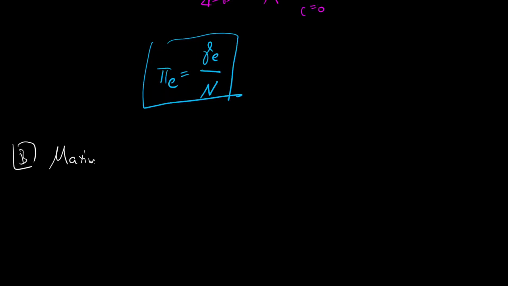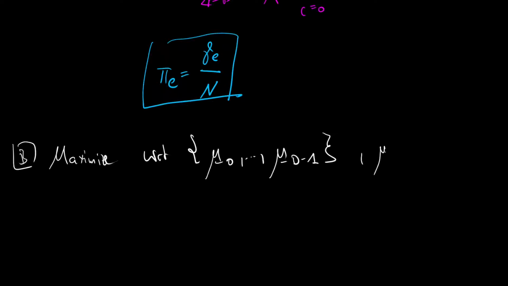Next up, stage B, we will maximize with respect to the mean vectors. So we maximize with respect to a bunch of mean vectors, the 0th mean vector all the way to the D minus 1th mean vector. And recall, I just use the lower index d here, any of these D mean vectors is a k-dimensional vector, because we are in a k-dimensional space.